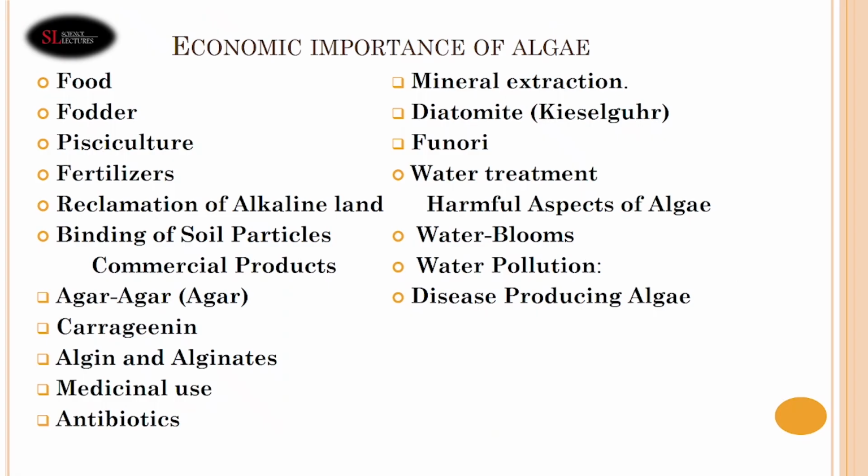Okay. Next is pisciculture, where they grow algae to feed fish. So in very many great fishing grounds, especially those of the sea, where fish are present in large numbers, they grow algae. Especially green algae, diatoms, and some blue-green bacteria are eaten by fish. So algae is also a source of food for fish.